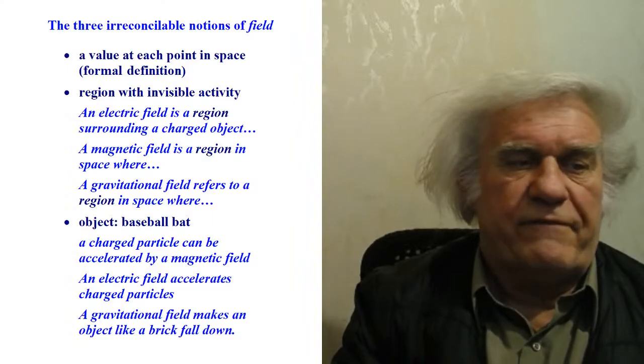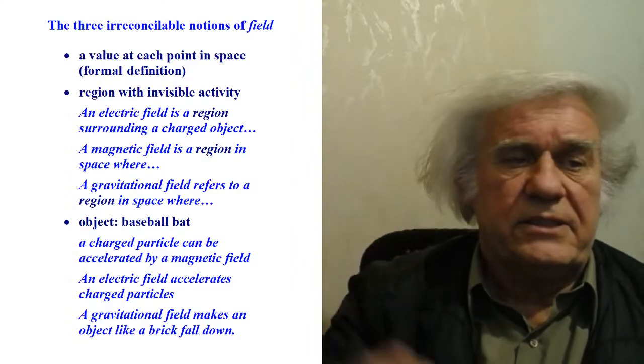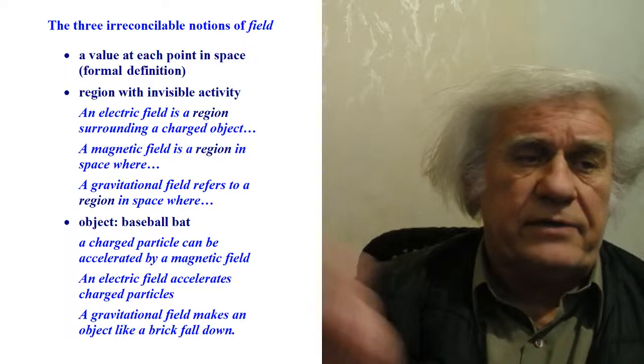And so we have to find out what this field thingy is to see if Einstein has any validity whatsoever to use it as an object, or Arvin Ash, any of them. At least Feynman admitted that it's not a thing, it's an abstraction, okay? But not all mathematicians realize that or say it that way, okay? So this is what you find when you look up what a field is. Three irreconcilable notions of field. One is a value at each point in space.